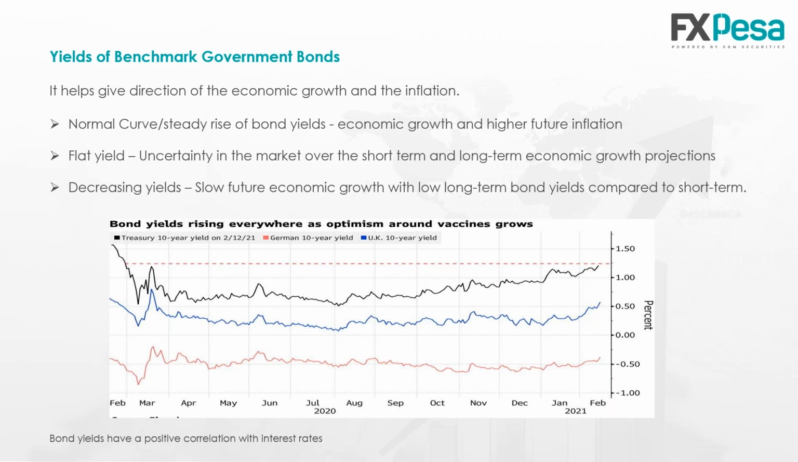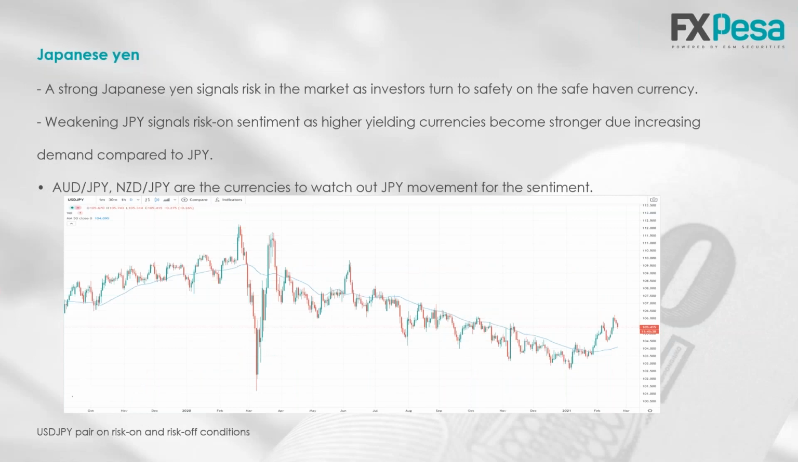Okay. So next here, Japanese yen. Again, Japanese yen is a currency which is very defensive when it comes to times of risk. So a strong Japanese yen signals risk in the market, because investors are trying to turn to safe haven currencies. They want to buy the yen. They want to reserve their money in terms of a strong currency that has historically held its position against worse market conditions.